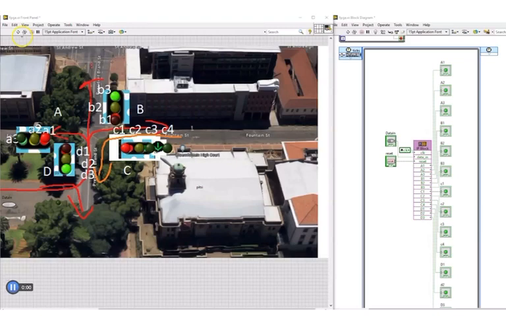B and D have to be green for 9 seconds, meaning B3 and D3 have to be 1, and A1 and C1 have to be equal to 1. Then the rest have to be off.